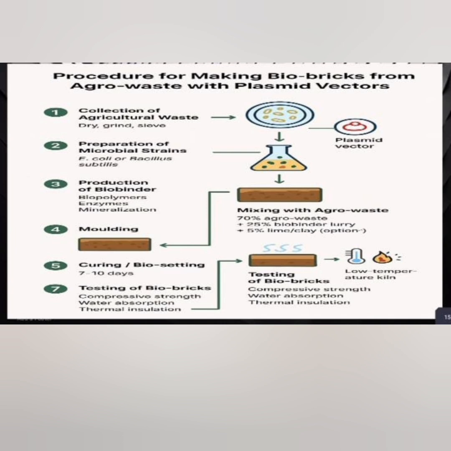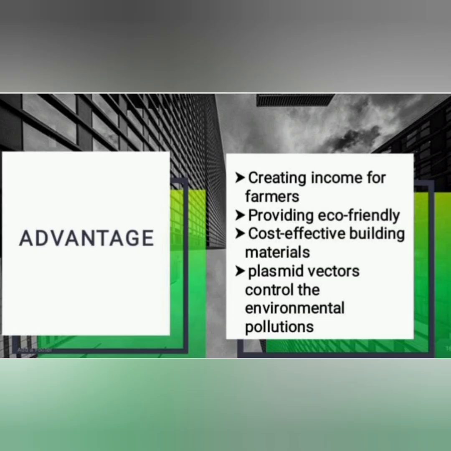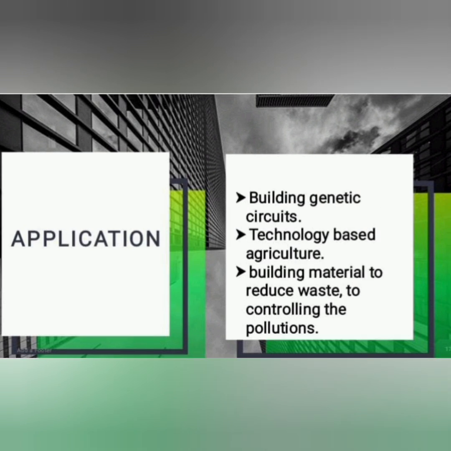Next is testing of the biobricks for temperature, pH and stability. The advantage of the product is increased income for farmers and providing eco-friendly and cost-effective building materials, and plasmid vectors to control environmental pollution. The types of applications are building genetic circuits, technology-based agriculture, and building materials, reducing waste and controlling pollution.